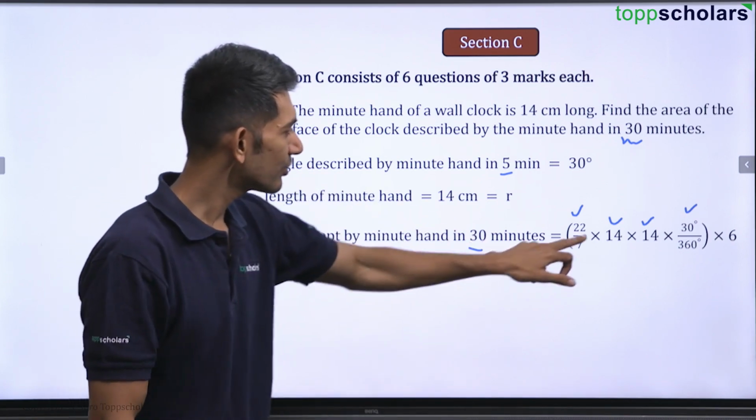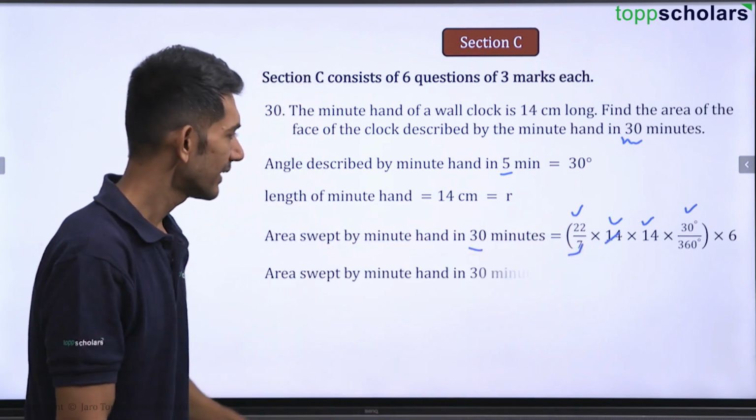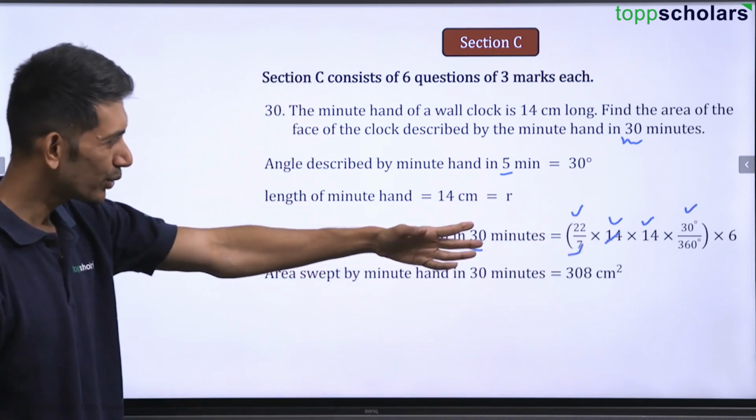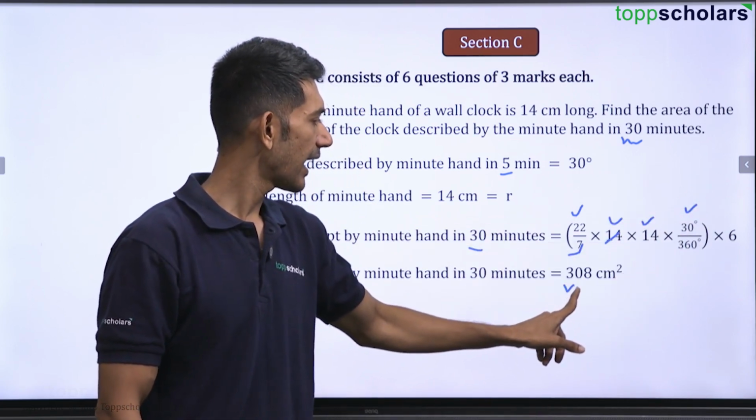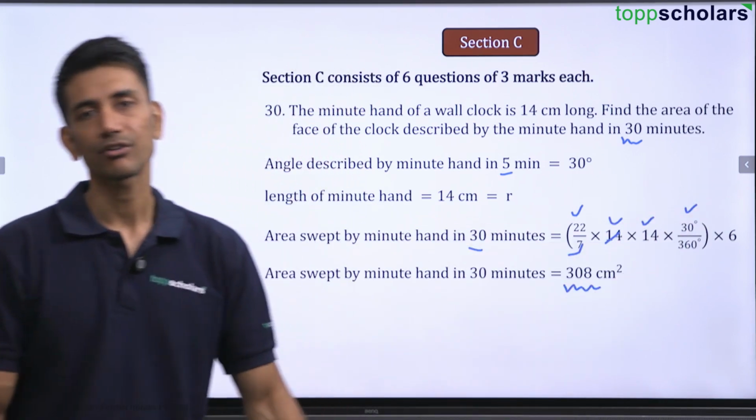Correct? Just solve this. 7 ones are 7, 7 twos are 14. That is the basic calculation. You can do it on your own. This will become 1 by 3. You cancel that with 6 and you get 308 centimeters square.